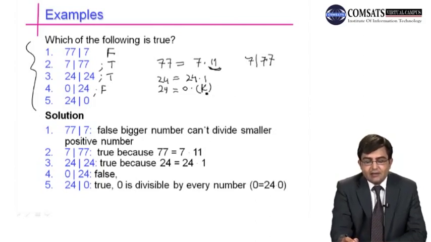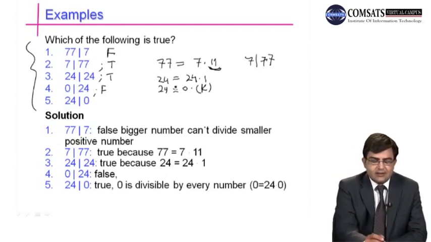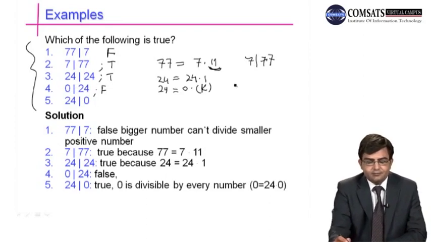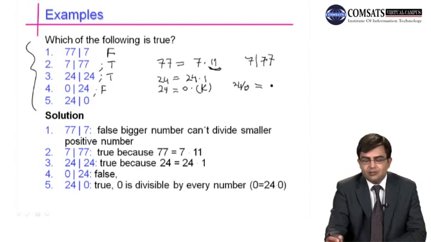Is there an integer k such that we can write 24 equal to 0 times some integer? Is this true? No, this is false. So this statement is false basically. Also, 24 by 0 is undefined in mathematics. You can write it as infinity.